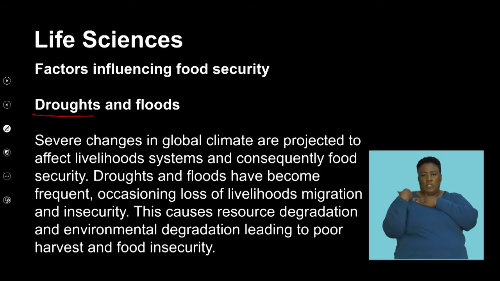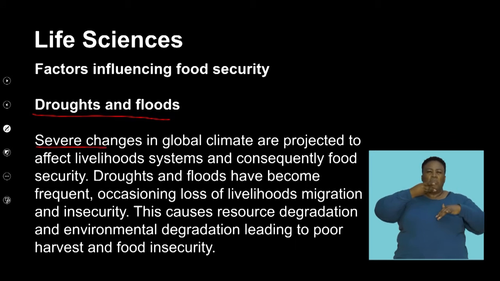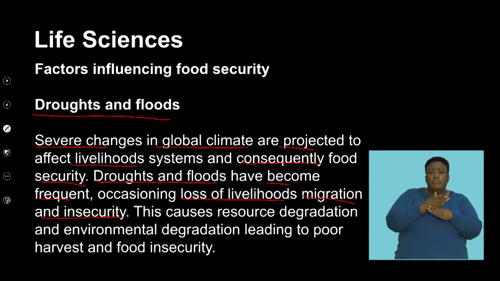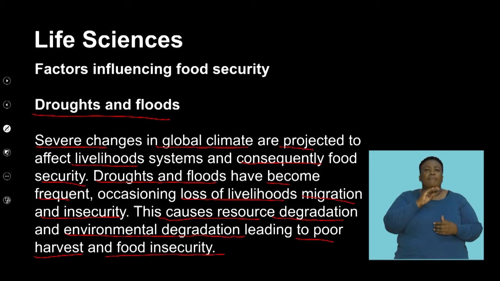So when we look at droughts and floods, remember that there are severe changes that we discussed that occur because of climate change. And these are projected to affect the livelihoods as well as, consequently, food security. Droughts and floods have become frequent, and the loss of livelihoods is linked to this. Migration and insecurity are also linked to the impact that floods and droughts have had on food security. This will cause the resources to become less, so we call that degradation, as well as environmental degradation that occurs. And this in turn leads to poor harvest and food security or insecurity.